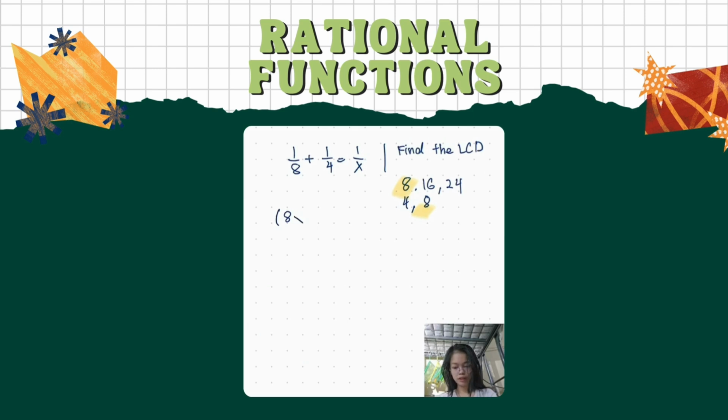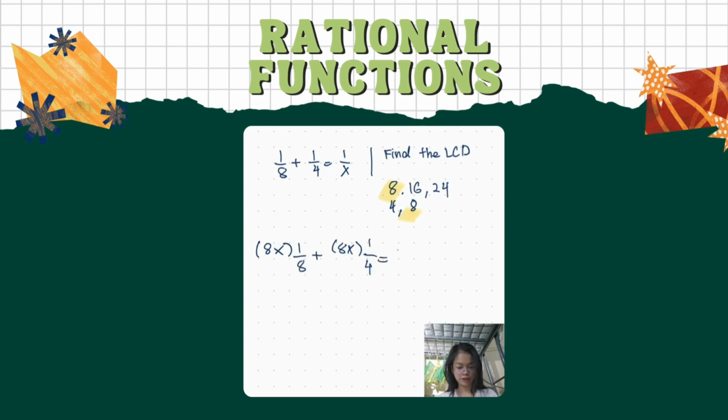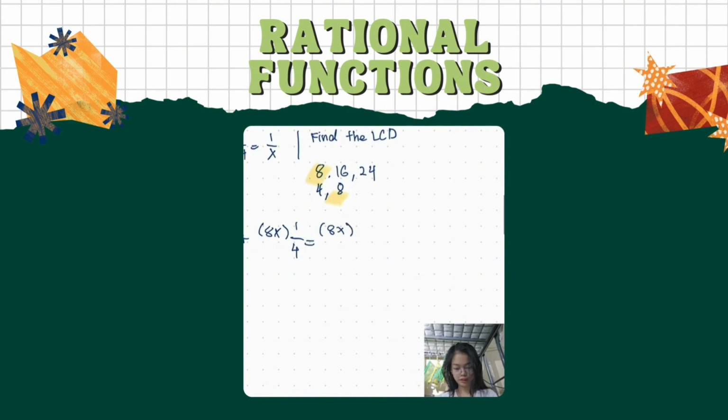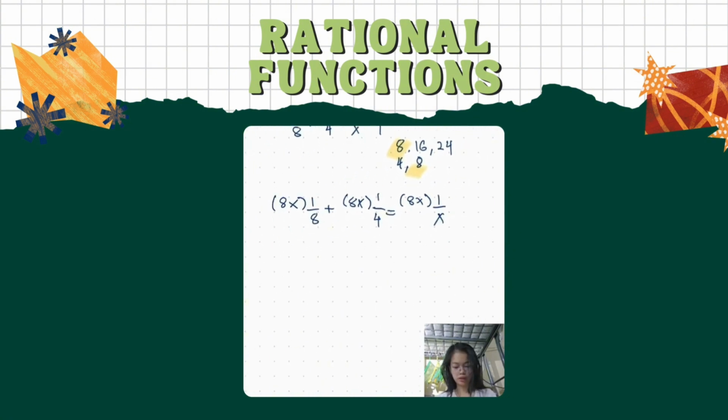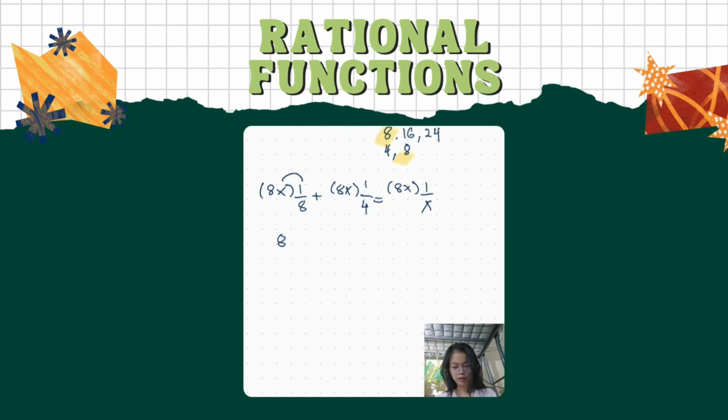Our equation will be 8x times 1 over 8 plus 8x times 1 over 4 equals 8x times 1 over x. So how do we solve this equation? If we solve for this, it will give us 8x over 8 which is basically x. So we have our first term.